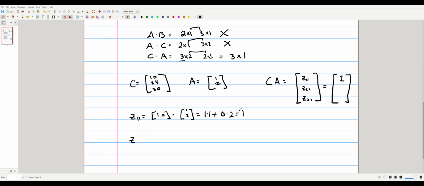Okay, what is Z21 going to look like? Take the second row from the first matrix. That's 2, 4.